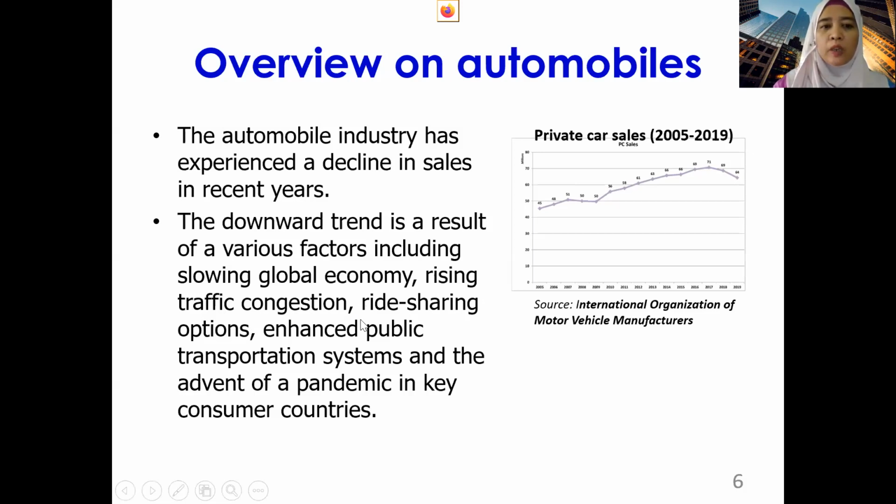Because of these ride-sharing options, enhanced public transportation systems. In some countries they have pumped more investment into the public transport systems. For instance, in Malaysia we now have the MRT2 almost finished. There's only one or two segments left before the whole of MRT2 is completed, the whole line. Same with other countries as well. Jakarta, a highly congested city, they also have been putting money into their public transport infrastructure.